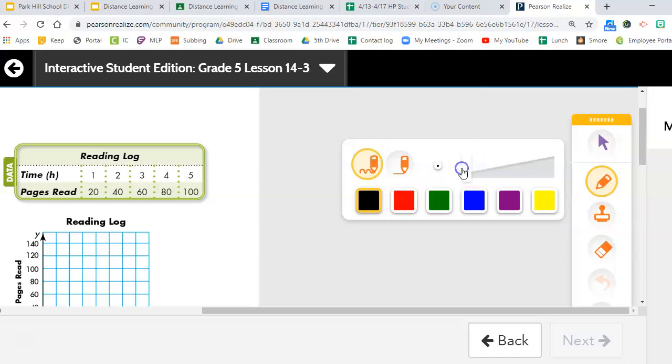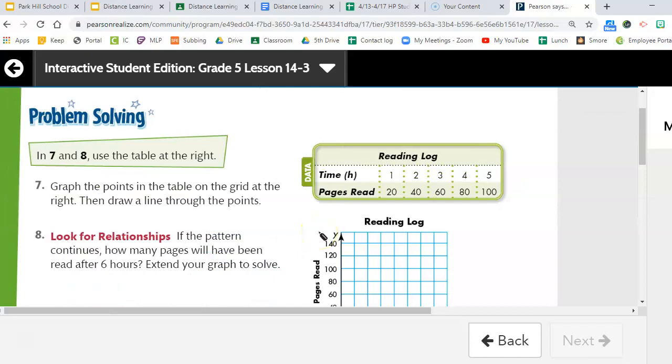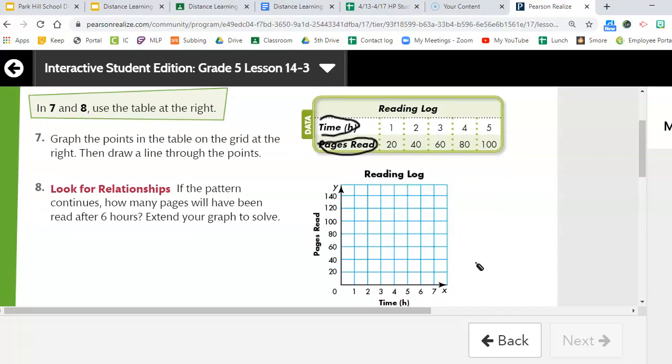Sorry about that. All right, so time is this one, and then pages read is the second one. So when I'm looking at my graph, it looks like time is on the x-axis and pages read is on the y-axis. So the time is what I'm going over, and the pages read is what I'm going up. So I'm going to go over 1, up 20. So I go over 1, up 20.